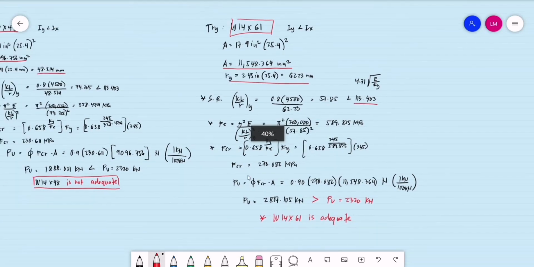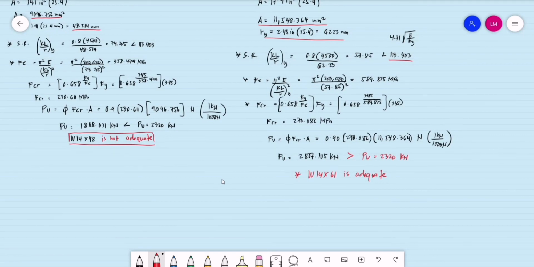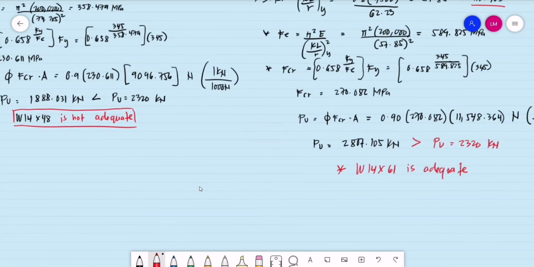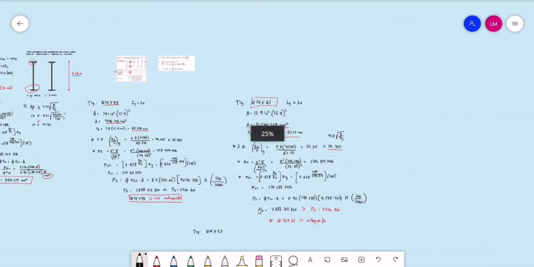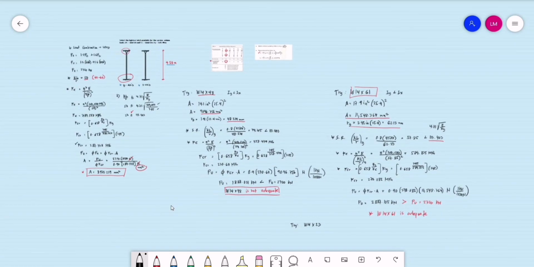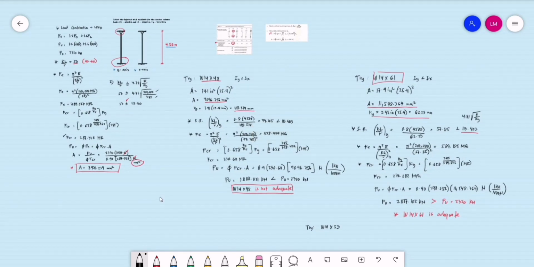But you can check. Why not try on your own? Just to see if we can have a more economical section, try the W14 by 53. But this is our solution and that is our procedure. This is our method 1: how to select a section in designing a compression member.